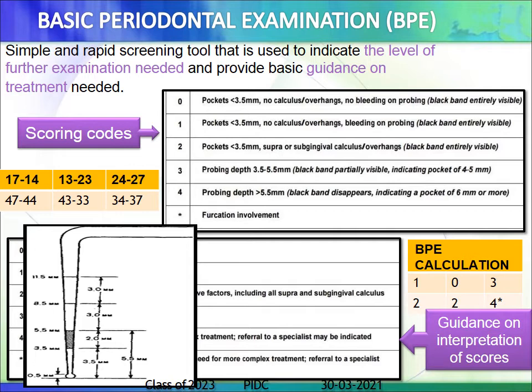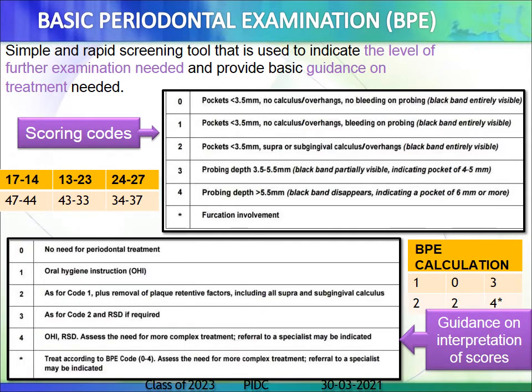So based on this, you do have the BPE calculation, like for each sextant we have written. So 17 to 14, tooth number 17 to 14, according to the BPE calculation, it has 1, which means the scoring code: pocket depth is less than 3.5 mm, there's no calculus or overhangs, bleeding on probing is present. So accordingly, you do have the treatment guideline also for the BPE scores. So go through this charting.